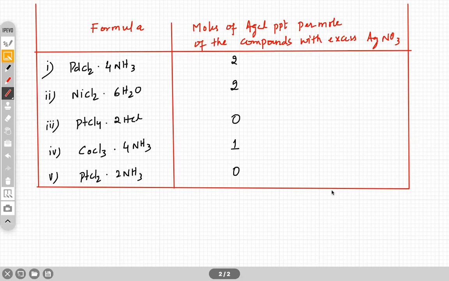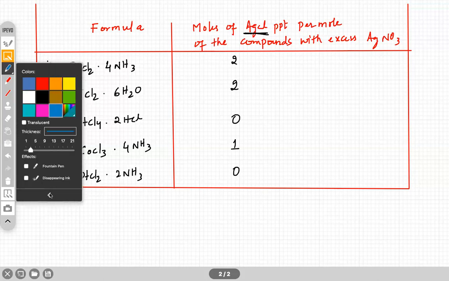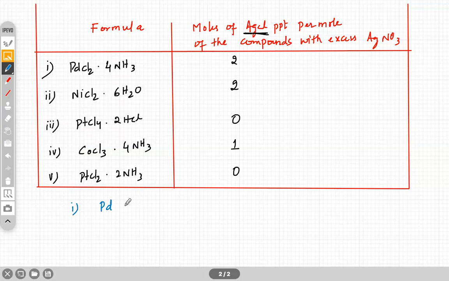Okay, so the first one. You see the number of moles of AgCl precipitate, right? The AgCl that precipitates depends upon the number of ionizable chlorine atoms there. So moles of AgCl precipitate is 2. It means there are 2 chlorine atoms present outside the coordination complex. Hence the formula for the first one is palladium as the metal, NH3 4, and then Cl2 outside. The primary valency is 2, the oxidation state, and the secondary valency is 4, the coordination number. Number of ionizable chlorine atoms is 2.